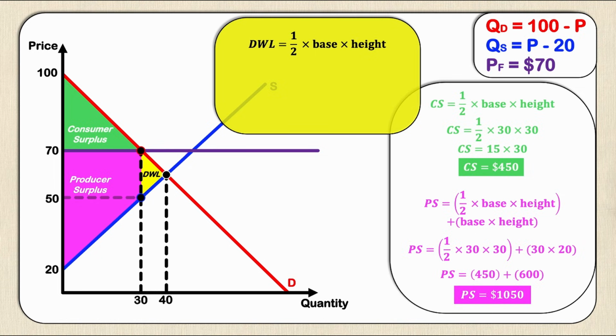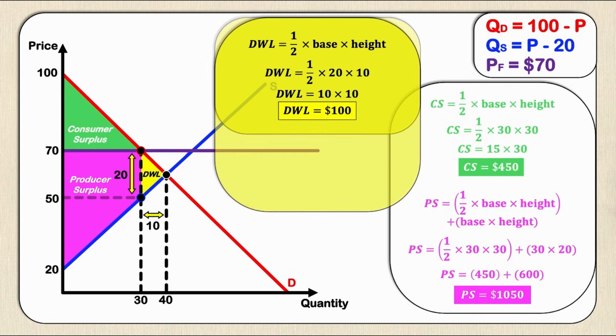If you look at the triangle being on its side, then you would say the height is the distance right here, it's 10, and the base of this triangle is the distance right here, which is 20. So substituting all of these values in, I get deadweight loss is equal to half times 20 times 10. Well, half of 20 is 10, so I get deadweight loss is 10 times 10, which means deadweight loss is $100.